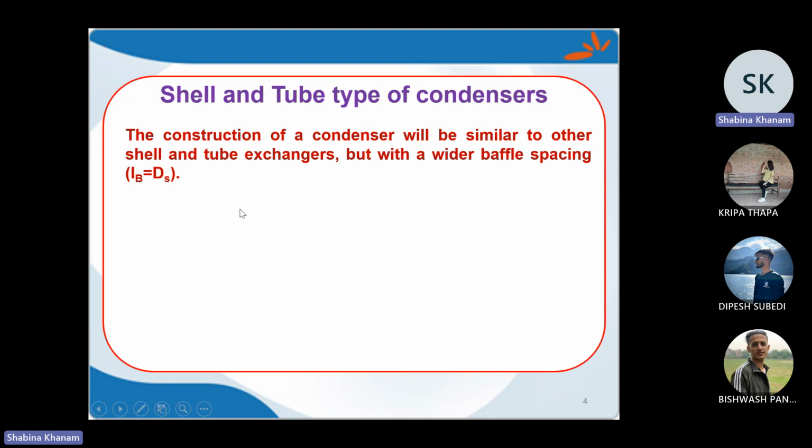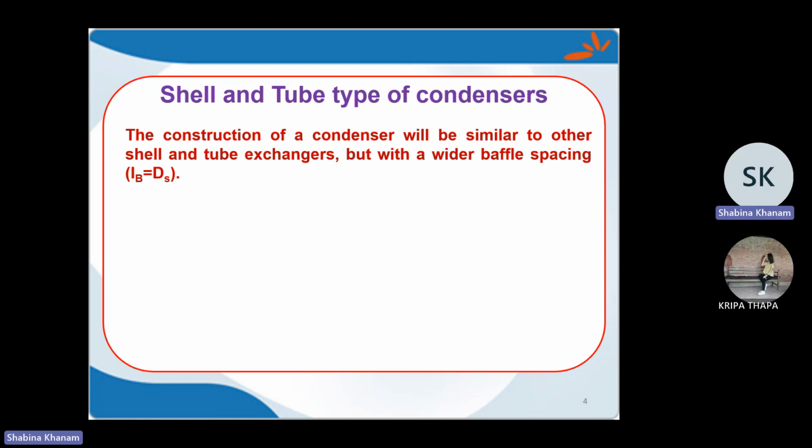Okay, so when you are considering the shell side, LB should be equal to ds always, right? Instead of 0.2 to 1 into ds as we have discussed before, that is not the case over here. And the reason for this wider baffle spacing is because you are dealing with vapor, you are dealing with steam.